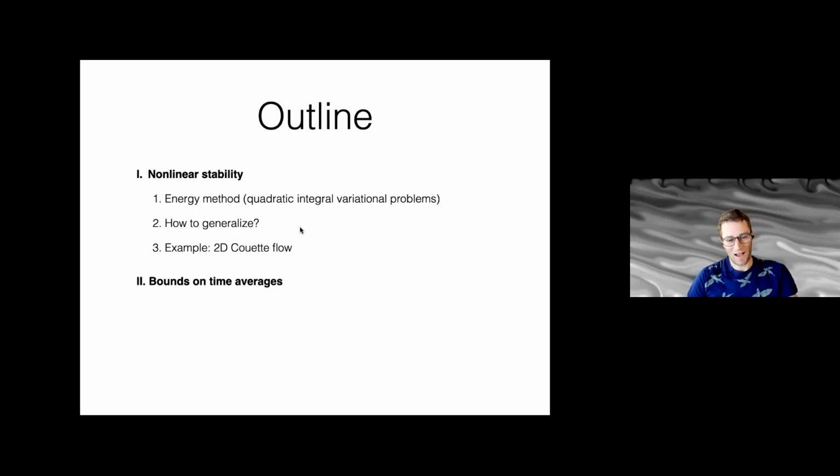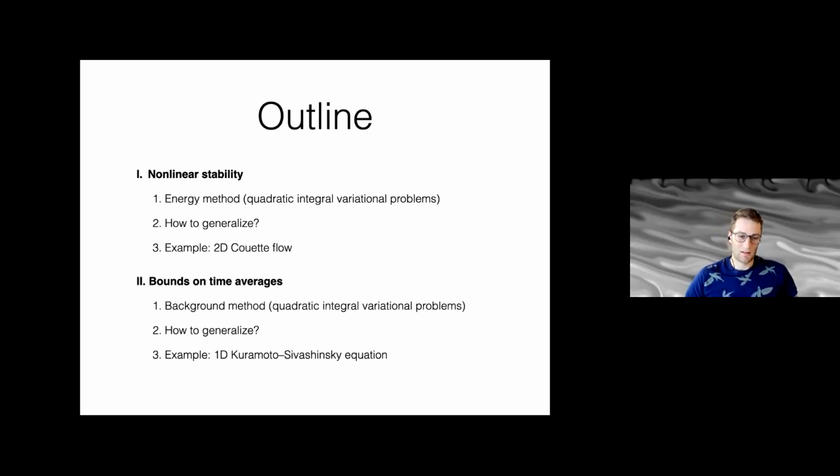For bounding time averages a priori, well, here it's a very similar mathematical approach, which in the literature goes by the name the background method, but which once again leads you to quadratic integral variational problems. So again, the question of how to generalize leads you to harder variational problems, and I will describe an application, in this case, to the 1D Kuramoto-Sivashinsky equation, which has the same kind of nonlinearity as Navier-Stokes.